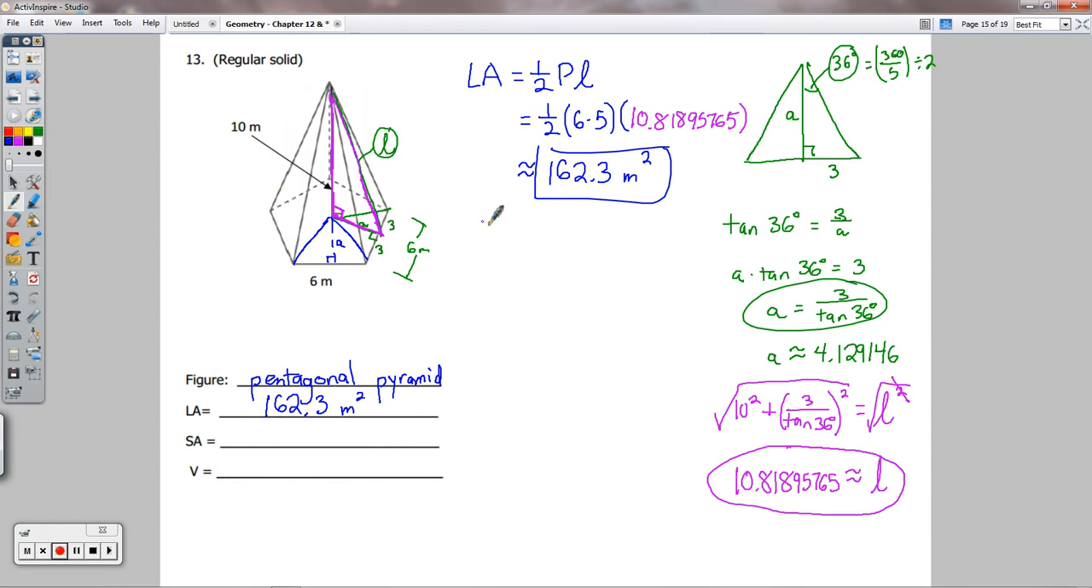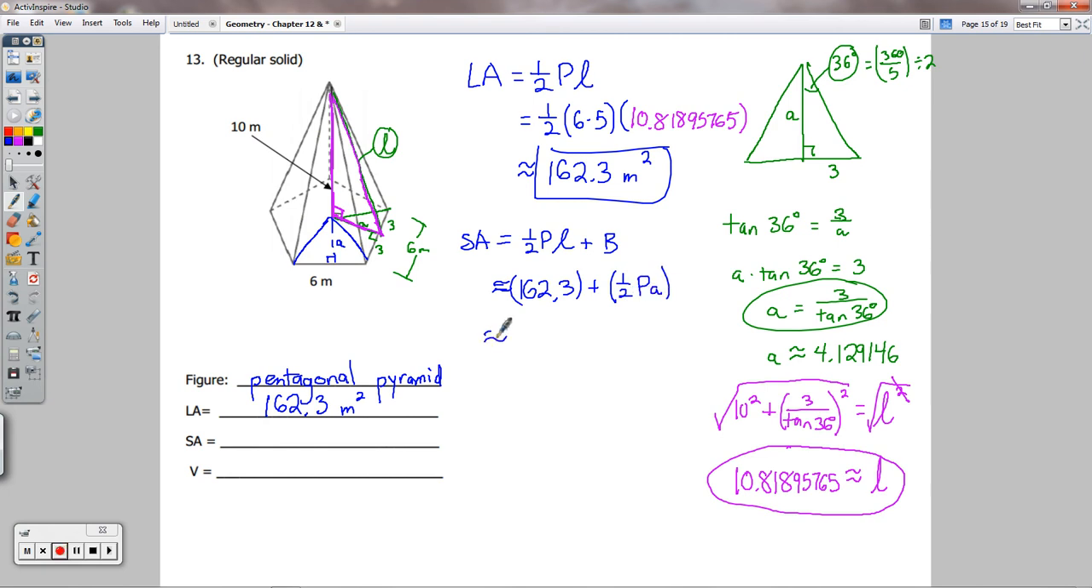Surface area is going to be that part, 1/2 PL plus the area of the base. So we've done a lot of work already that would help me find the area of the base. So I'm going to have approximately, I'm going to write that in for the 1/2 PL. I already figured that out. The lateral area was that. But then the base is 1/2 times the perimeter times the apothem.